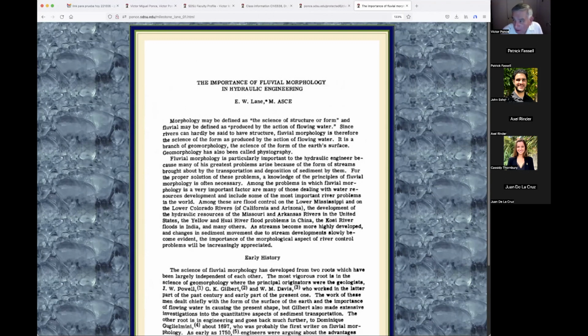I'm talking about morphology. This is the second week that we're talking about morphology: the science of structure or form. Fluvial is defined as produced by the action of flowing water. So flowing water is going to form its own river, and then the river is going to be studied by geomorphologists and engineers, typically civil engineers. It is also, by the way, studied by geographers.